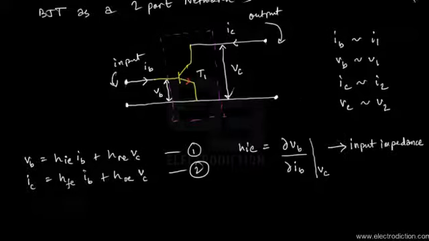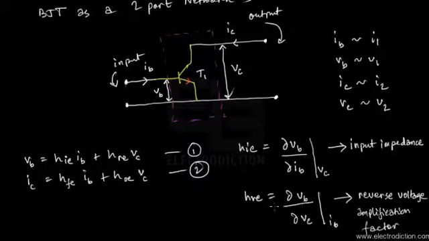Then we have the term HRE. HRE is expressed mathematically as the partial derivative of the input voltage with respect to the output voltage, under constant input current, that is, with the input terminals shorted out under the H parameter analysis. This H parameter is termed the reverse voltage amplification factor.